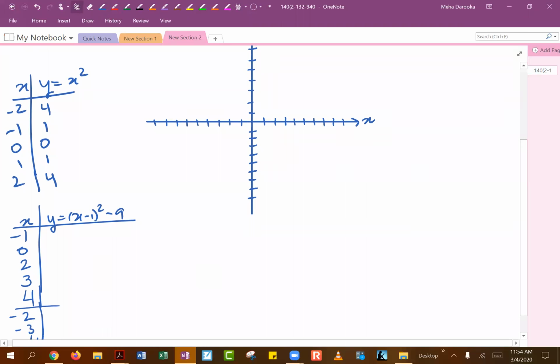Okay. And then from all the original y values, we would be adding or subtracting 9? Subtracting, yeah. So you would do 4 minus 9. 1 minus 9, 0 minus 9.